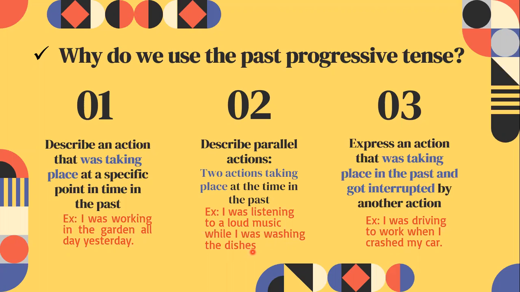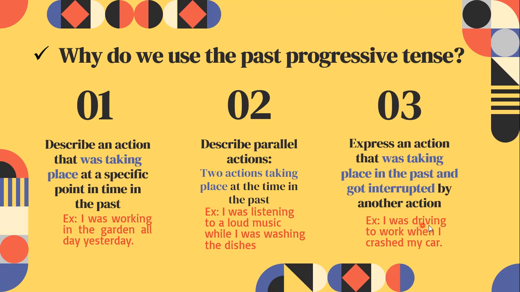Third usage is to express an action that was taking place in the past and got interrupted by another action. For example, I was driving to work when I crashed my car. So as I said before, the one that was going on, I was driving. This is the one that's written in the past progressive. The action that interrupted it, which is crashing my car, I crashed my car, I write it in the past simple. Okay?